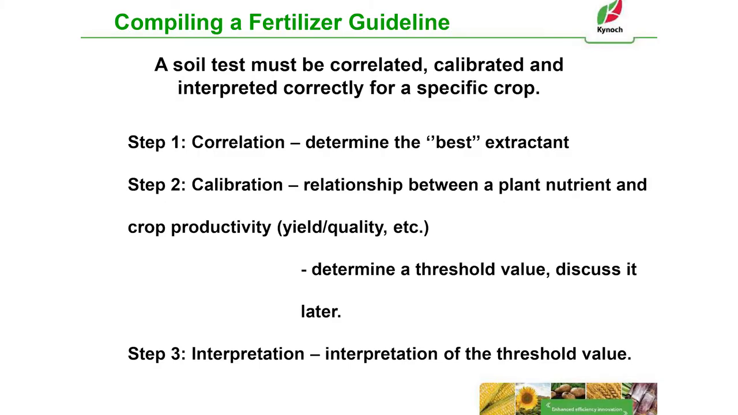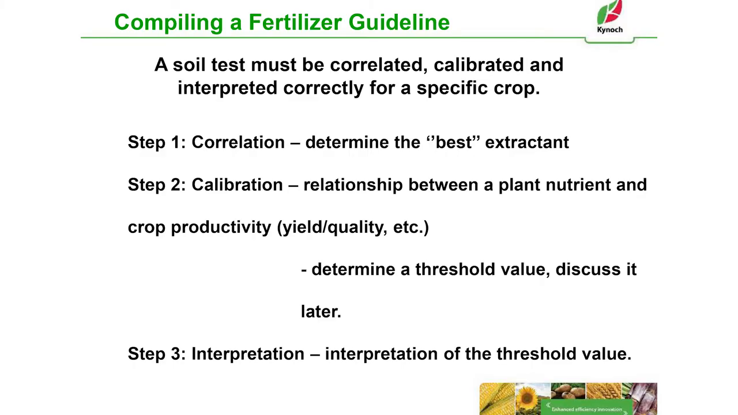The next one is the guideline. A soil test must be correlated, calibrated, and interpreted correctly for a specific crop. There are three steps: correlation, calibration, and interpretation. Those are the three steps. So step one, correlation, is to determine the best extractant. Then you look at repeatability and robustness, and what else. There's a long list of them.